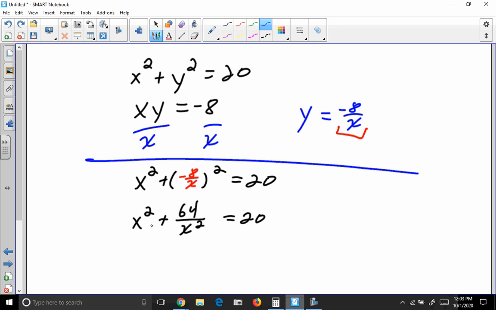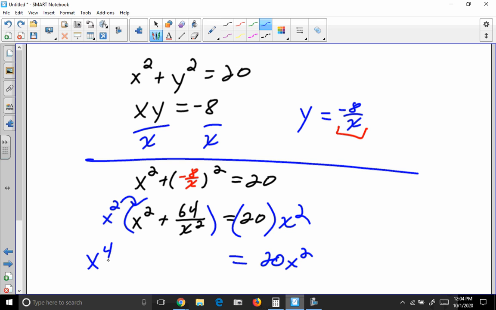Now we can clear our fractions. We have an x squared on bottom, so if we multiply everything by x squared, we get 20x squared on the right. On the left, we would do x squared times x squared, which is x to the fourth. X squared times the next term, the x squared on bottom, and that x squared would cancel, leaving 64.